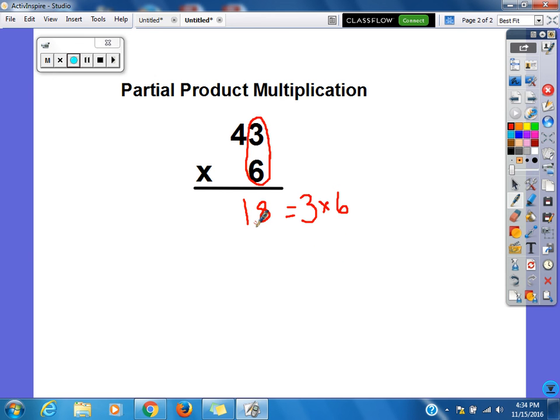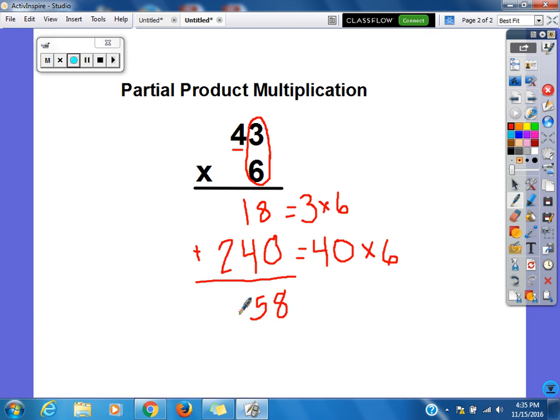So I have 18. So now I'm going to come back over to the 4. The 4 is in the tens place, so I know that's not just 4, it's actually 40. So now my problem I'm going to work on is 40 times 6. So there's 0 in my ones place, and then 4 times 6 is 24. I'm going to make sure that I line up the numbers by place value so that I get everything correct, and I'm going to add those together to get my final product.